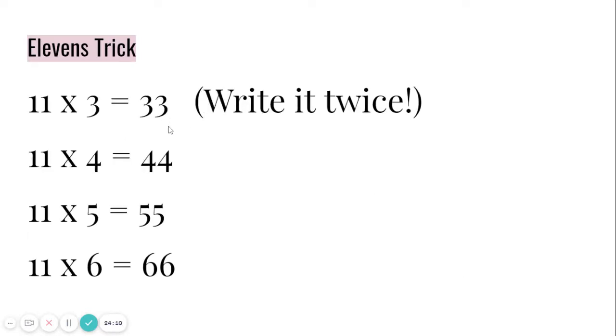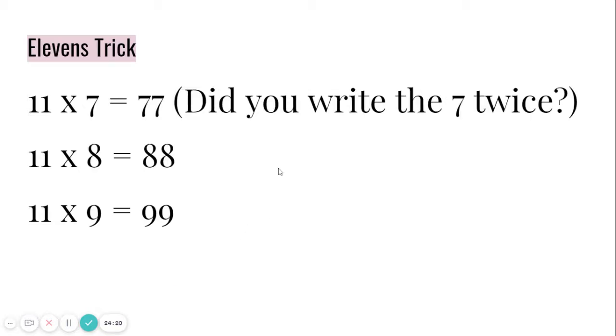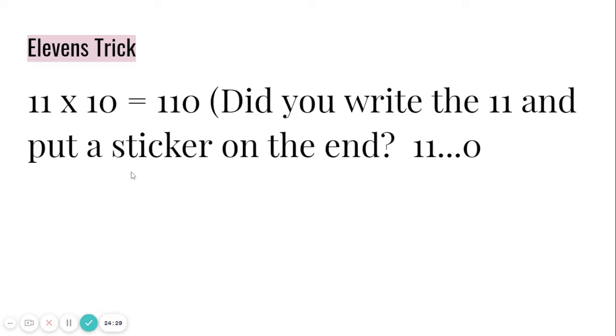11 times 3, 33. 11 times 4, 44. 11 times 5, 55. 11 times 6, 66. I bet you know what 11 times 7 is going to be. Ready? Did you say 77? 11 times 8, 88. 11 times 9, 99. 11 times 10, did you write the 11 down and stick a sticker on the end?